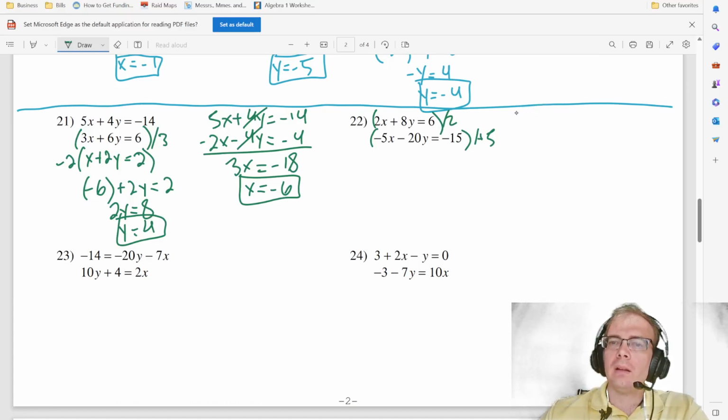So let's do that. So divide by 2, so 2 over 2 is 1, so that's x. 8 over 2 is 4. 6 over 2 is 3. 5 and 5 is 1. 20 divided by 5 is 4. Ooh. And then this is going to be -3.